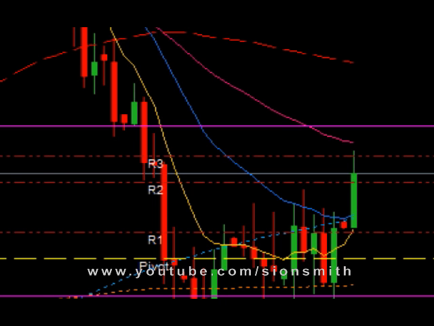Okay, today I want to go through my NFP trade, which I entered on the 8th of January 2010 and exited on the 11th of January 2010. Okay, starting off as per usual, we're starting on the daily chart.